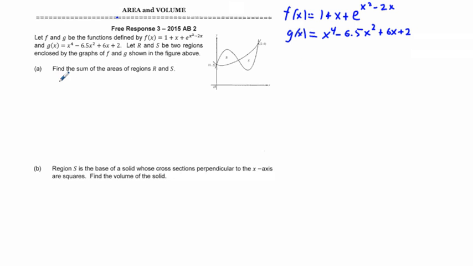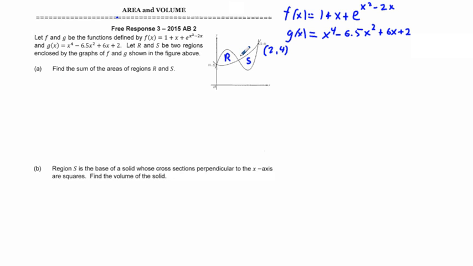And so we have areas R and S. Here's area R, I'm labeling here larger, and area S. I don't know if you could see this, but this point over here at the far right is (2, 4). So for part A, find the sum of the areas of regions R and S.